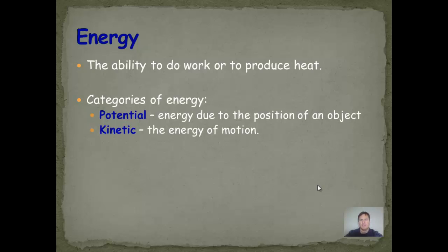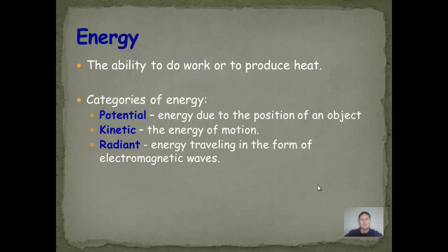This is the energy of motion, the energy something has by moving around. The particles that make up matter, they move around, they have energy. And then the third type is radiant energy, and we're not going to talk too much about this in this class, but radiant energy is energy that travels in the form of electromagnetic waves. Think about the electromagnetic spectrum. Everything from sound to color, X-rays, microwaves, gamma rays, all those are what radiant energy is.